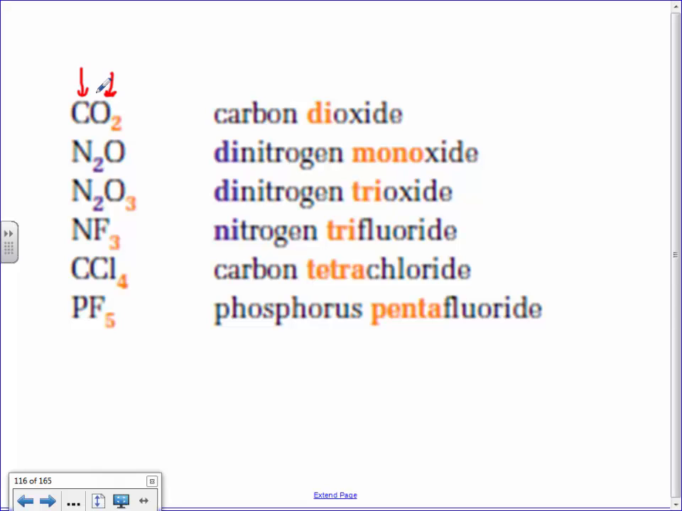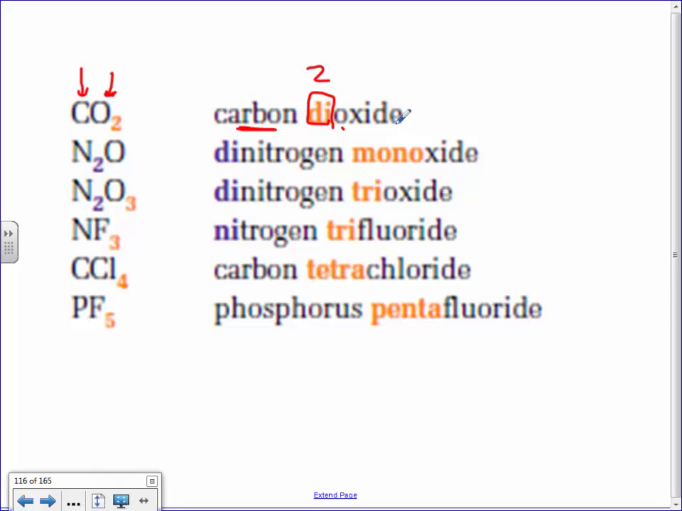Tri, as in tricycle, is for 3. Tetra, like a Tetra Pak, is for 4. Penta, like a pentagon, 5. And so everything has its own little prefix. So we call it carbon dioxide because carbon you just need 1 of, and then this di right here means you need 2 oxygens.